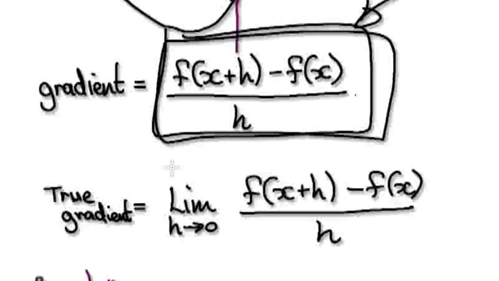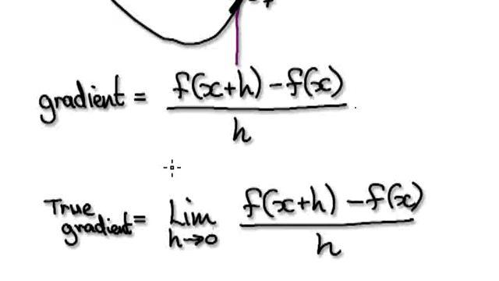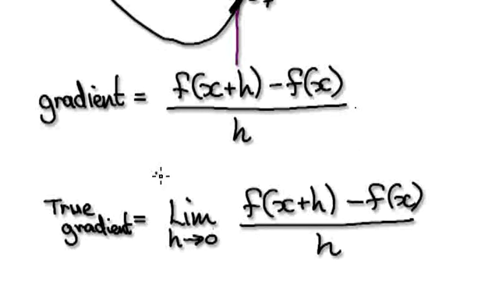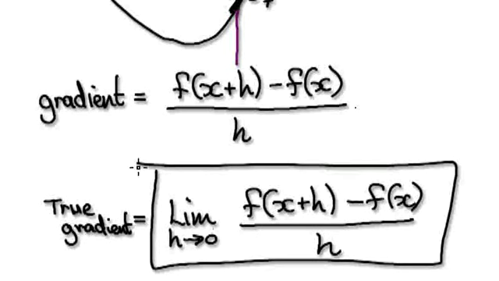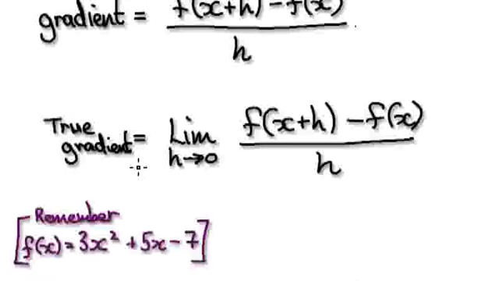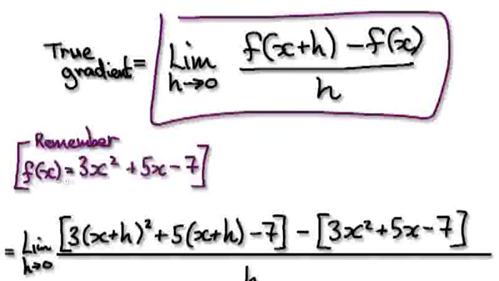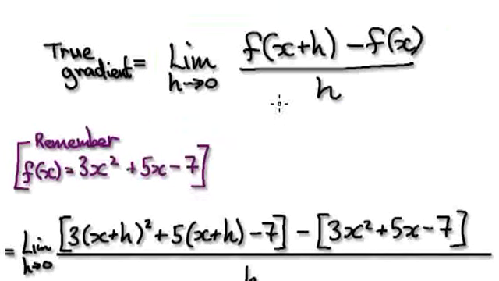So the gradient that exists between A and B is given by this here. But the true gradient is when you start to take the limit, when you keep on decreasing h so that h heads towards 0. So the true gradient is given by this here. Remember that our function above is this here.